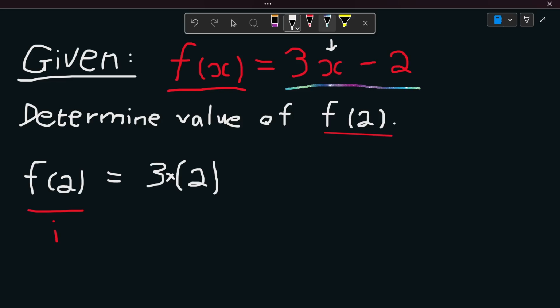And as you can see, the last part of the equation is just this negative 2 over here. So let's write minus 2. And remember what I said? The minus 2 does not change. Why? Because it stays constant, and it is called a constant.